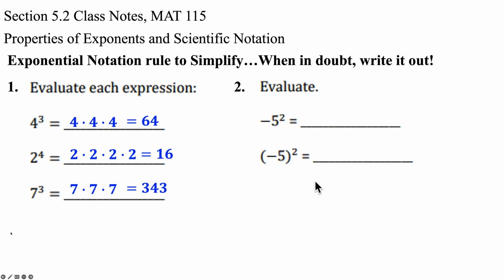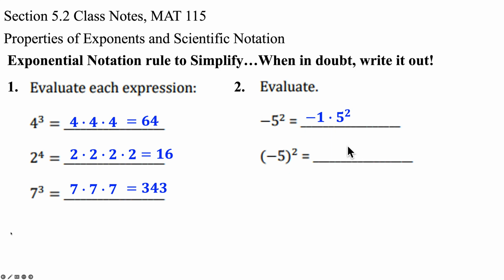Okay, number 2, please star these examples. These are trick questions. Here we have a negative 5 squared. Here we have the quantity negative 5 being squared. Notice I said quantity because it represents the parentheses. By definition, this negative 5 is negative 1 times 5 to the power of 2.